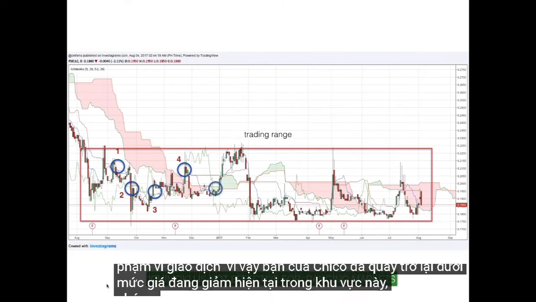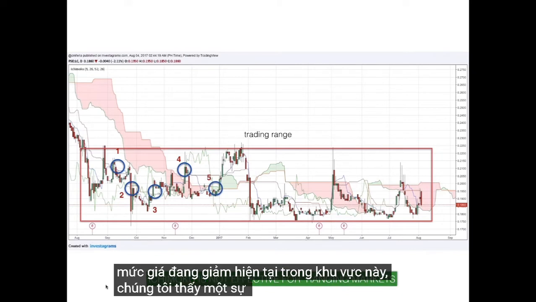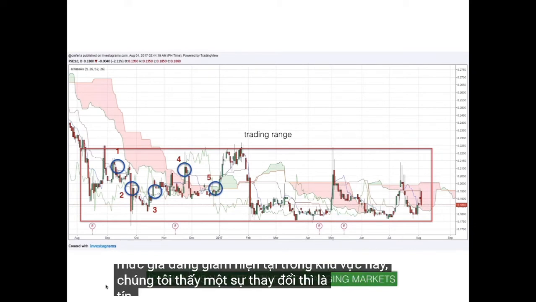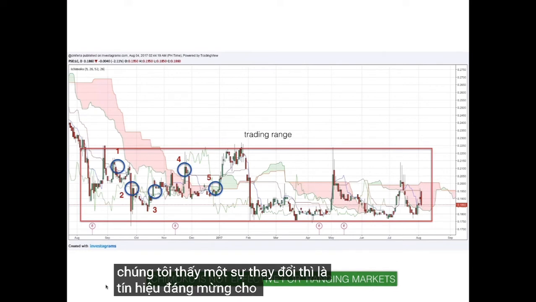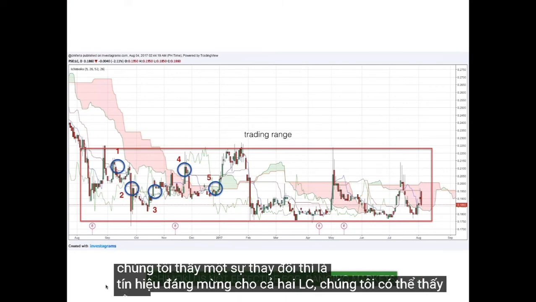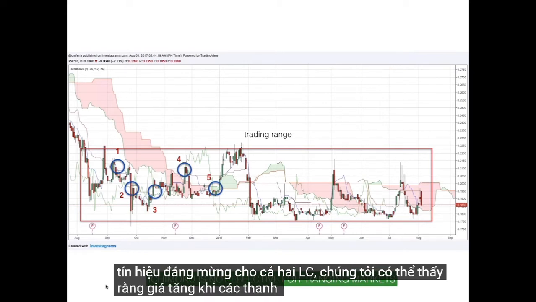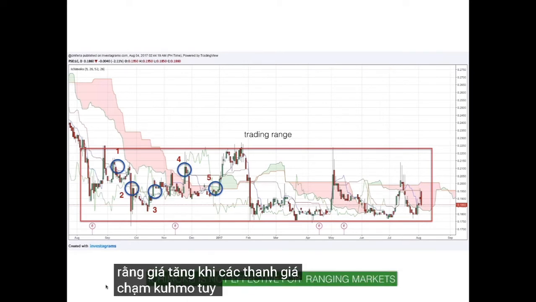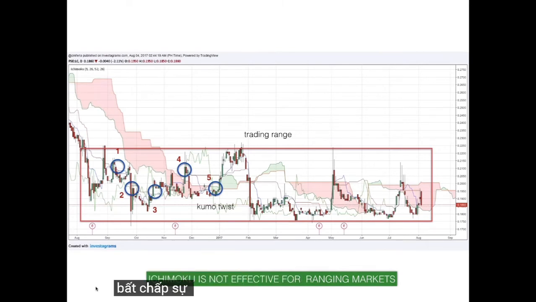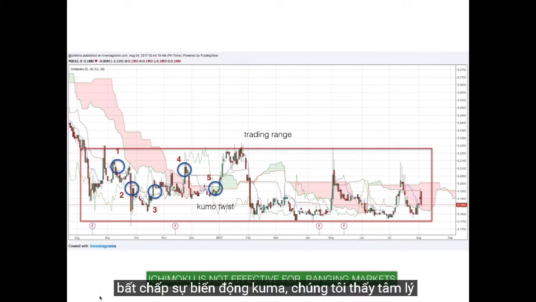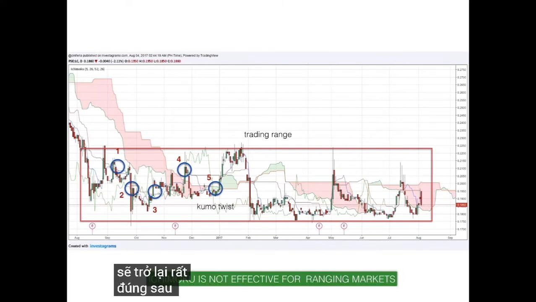Now, in this area, we see a Kumo twist. That would be a welcome sign for bulls. We can see that price rallied when the price bars hit the Kumo. However, price was still not able to break above the range. Despite the Kumo twist, we see sentiment going back to bearishness after the Kumo twist.